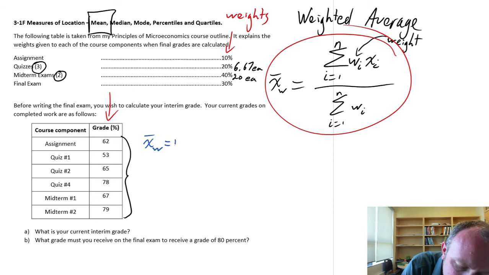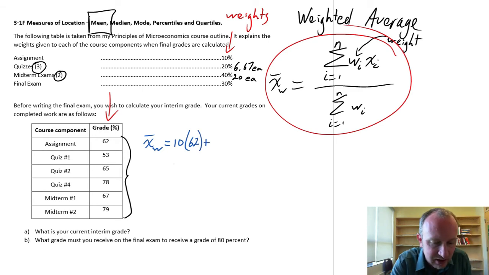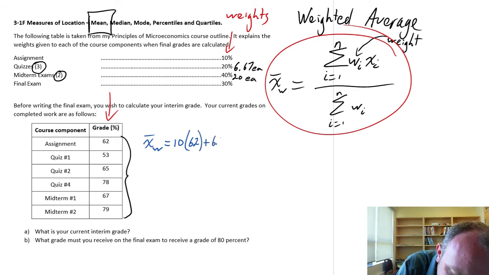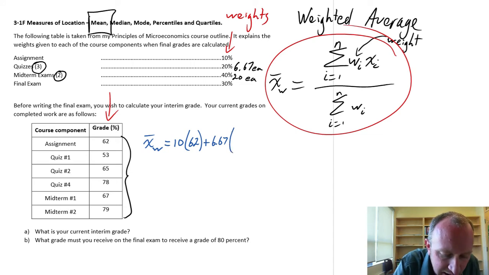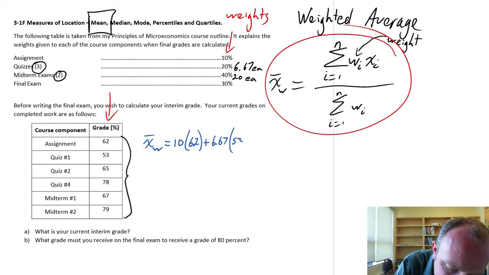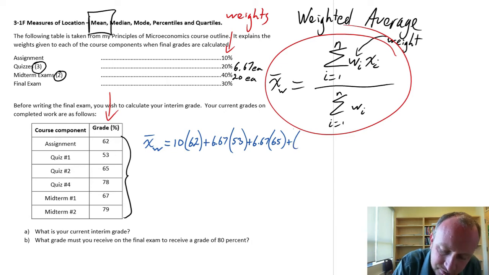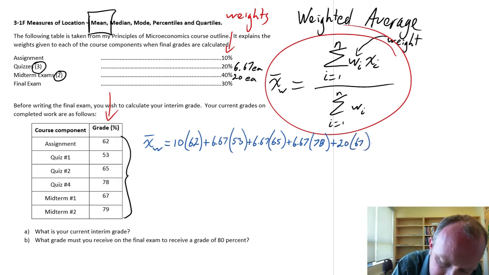The assignment is worth 10%, and we have a grade of 62. The quizzes are 6.67 each, and I have a grade of 53 on that one, 6.67, a grade of 65 on that one, 6.67, and I have a grade of 78 on that one. And now the midterm, these are 20 each, 67, and 20 times 79.